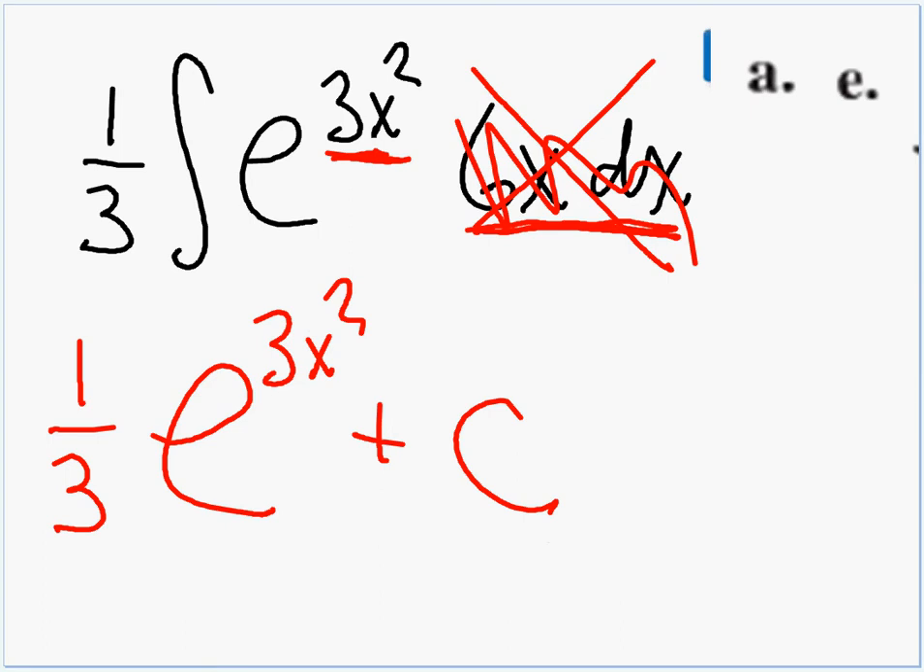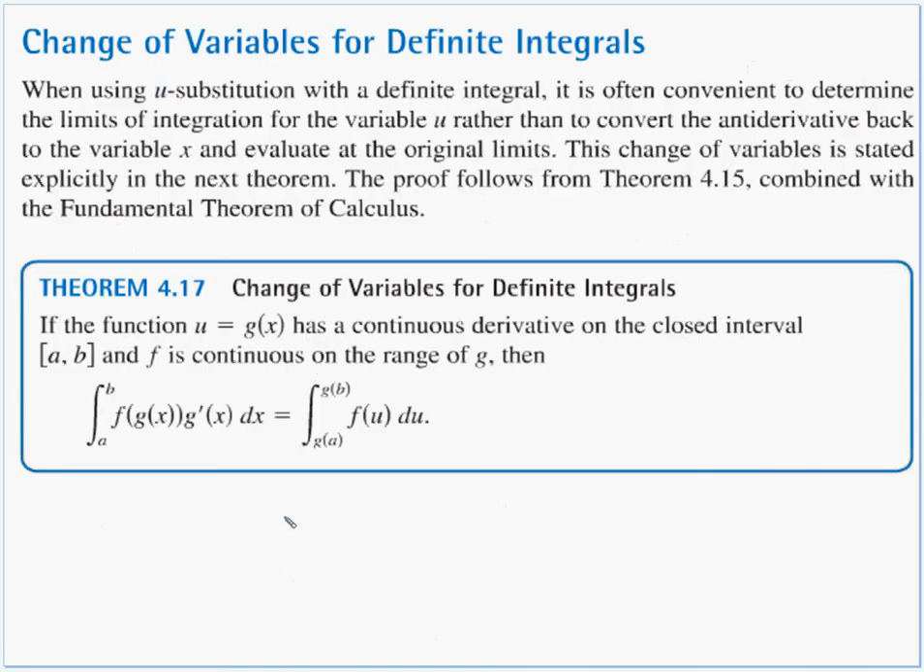What's next? Okay, a formal change of variables for definite integrals. Remember, all the ones we've done up until now have been indefinite. They have been families of functions. We have added a plus c at the end. But it says when using a u-substitution for a definite integral, it's often convenient to determine the limits of integration for the variable u rather than converting back to the variable x to evaluate the original limits. This change of variables is stated explicitly in the next theorem. The proof is combined with the fundamental theorem.